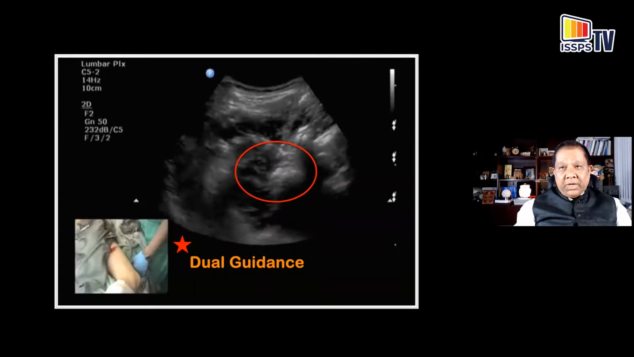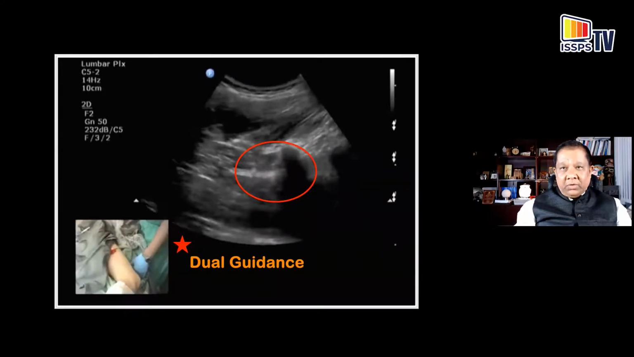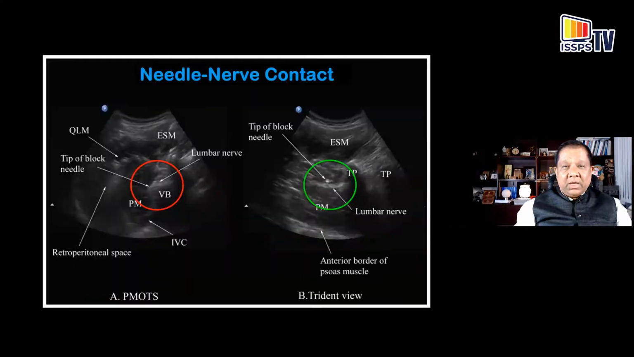If you don't see any change, it's intravascular unless proven otherwise. So do make sure that you can see some changes within the psoas muscle before you inject your local anesthetic.